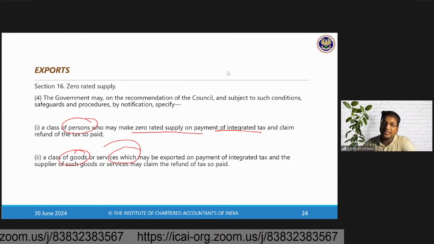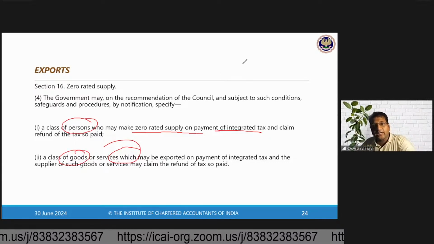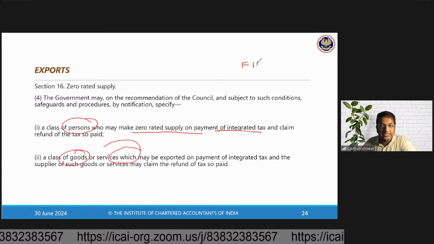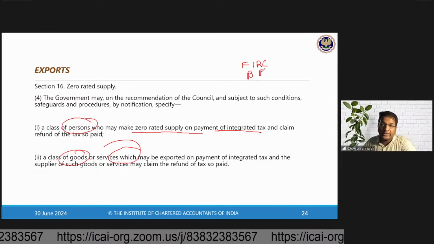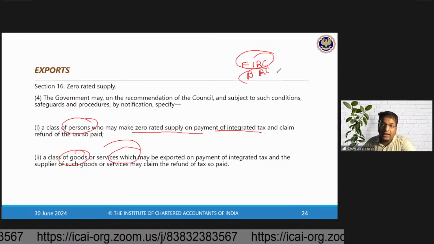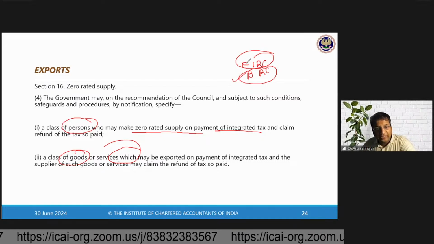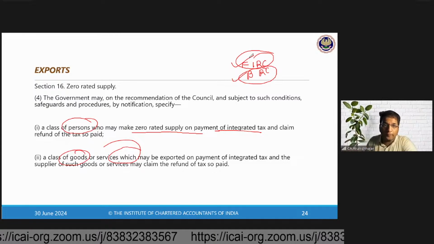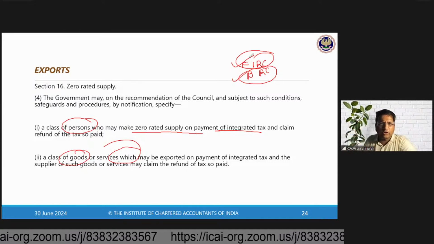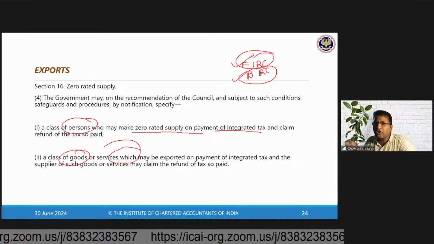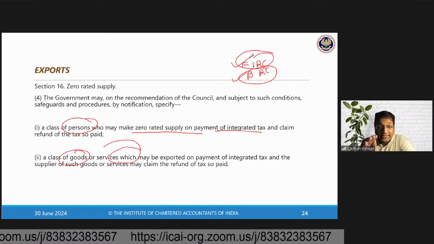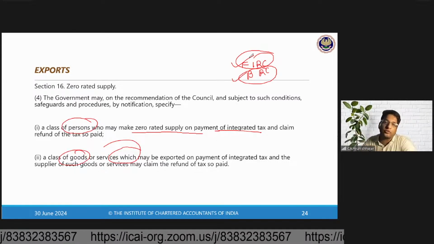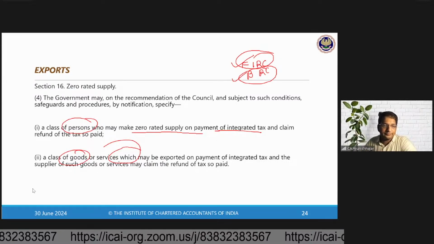What is the FIRC or BRC? Viraj, I was talking about this: if I am exporting services, then foreign currency has to be received, and only then can I take the refund. I have to attach the FIRC or BRC. BRC means Bank Realization Certificate and FIRC means Foreign Inward Remittance Certificate. They are synonyms of each other, so sometimes we use the word FIRC or BRC. That is the proof that I have received the foreign currency against my export of services. Is it clear?